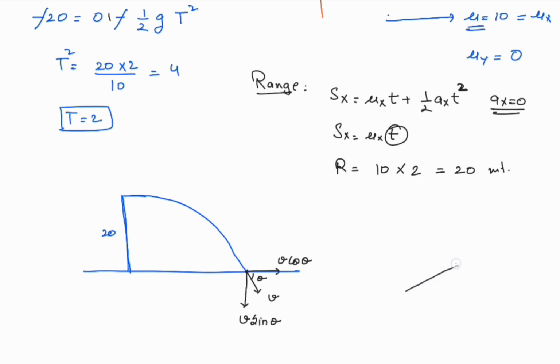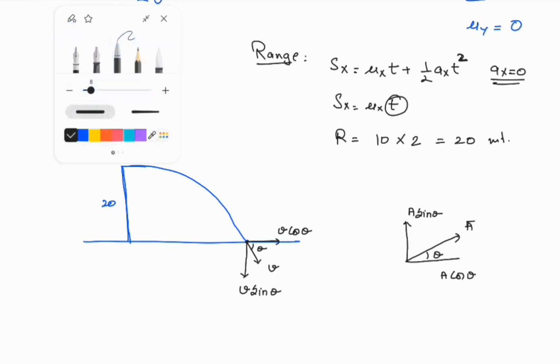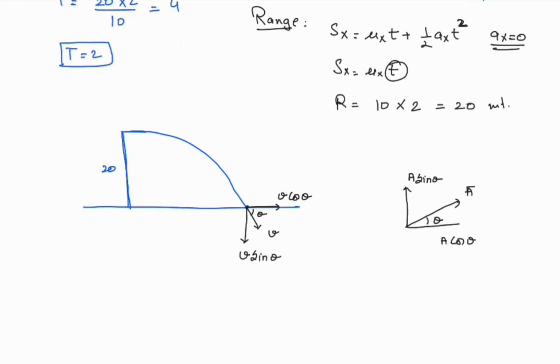Suppose this is any given vector A, and we want to find its component at angle theta. It will be equal to A cos theta, and the perpendicular to it will be given by A sin theta. Similarly, when the stone is hitting the ground, the final velocity is v, the x-axis component is v cos theta, and the y-axis component is v sin theta. This is v x, the final velocity along the x-axis, and this is the final velocity along the y-axis.